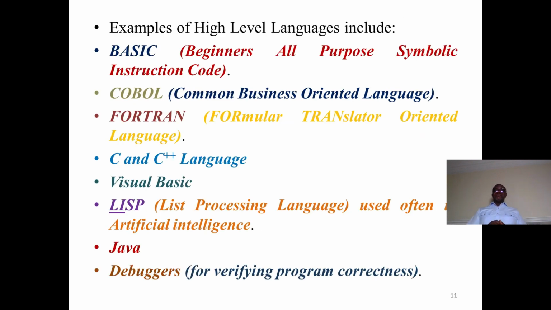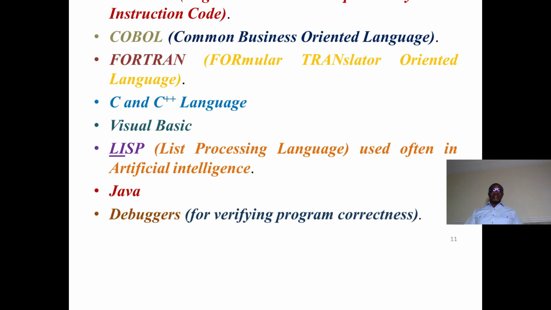Examples of high-level languages include BASIC, Beginner's All-Purpose Symbolic Instruction Code, COBOL, Common Business Oriented Language, Fortran, Formula Translator, also the C and C++ languages, Visual Basic, Lisp, Java, and debuggers.